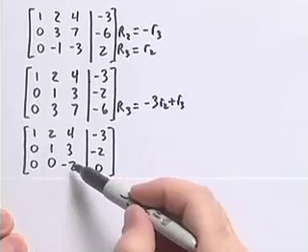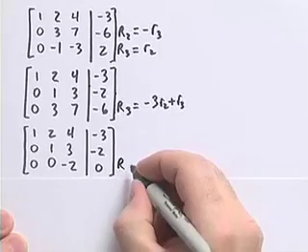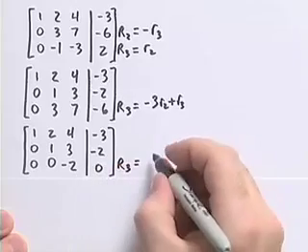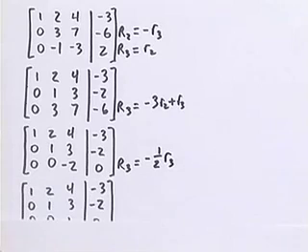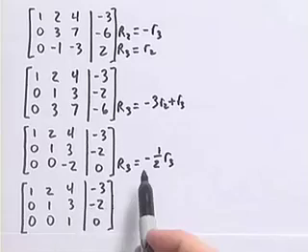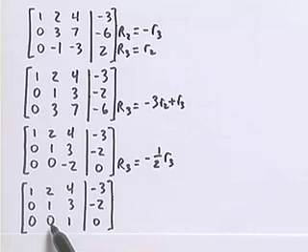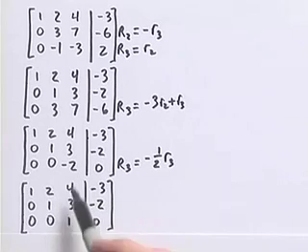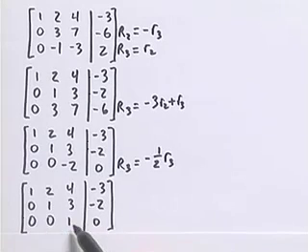The last thing we'd like to do here is to get a 1 in this entry. To do that, we're going to multiply row 3 by negative 1/2. If we perform that operation, we get the following. We did not change the first two rows, so we rewrite them. If we multiply the third row by negative 1/2, 0 times negative 1/2 is 0. 0 times negative 1/2 is 0. Negative 2 times negative 1/2 gives us positive 1. And then 0 times negative 1/2 is again 0. Now we have our matrix in row echelon form. We can go ahead and solve the system using back substitution.